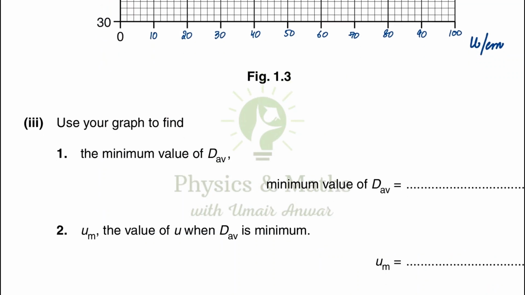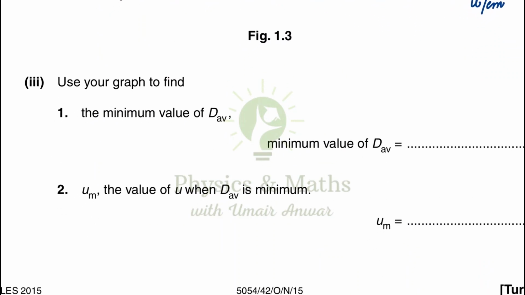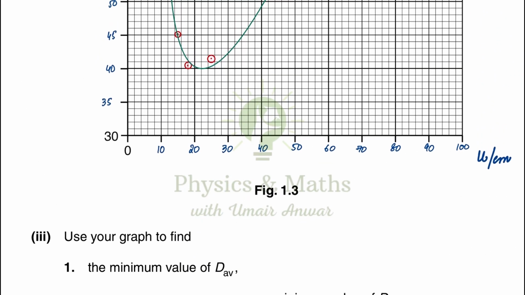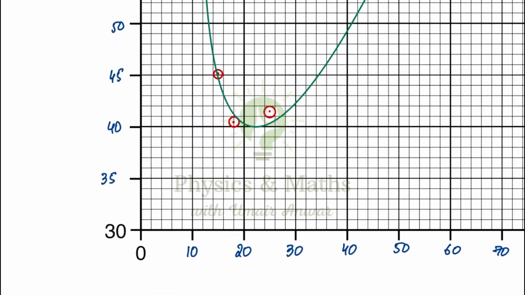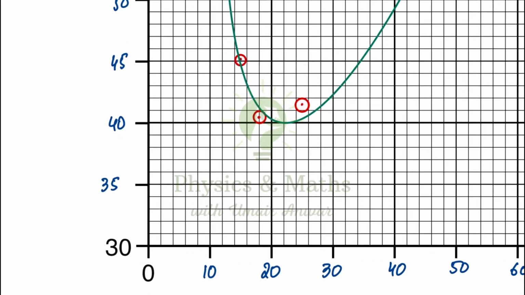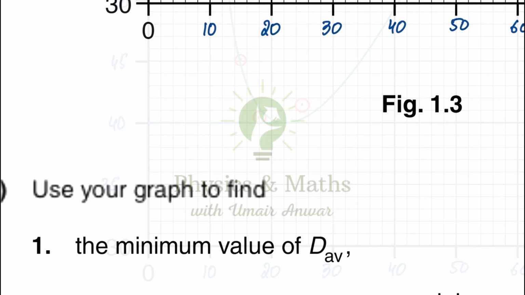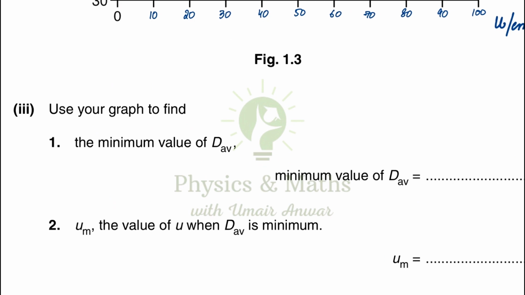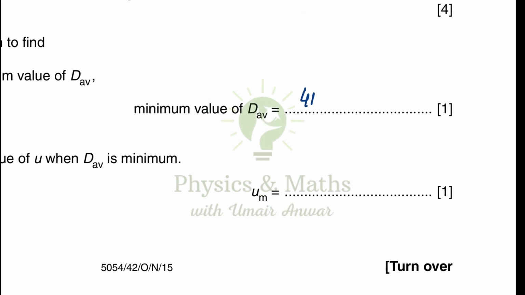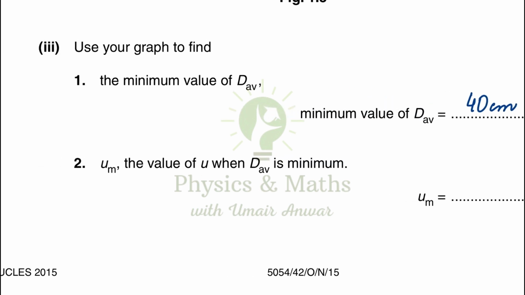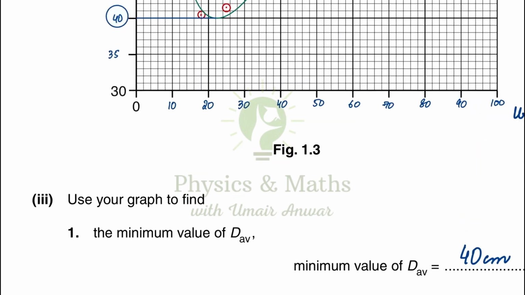Now the next part says use your graph to find the minimum value of D average. So the minimum value of D average that we get from the graph is 40. So I'm writing 40 centimeters. The next part says the value of U when D average is minimum.